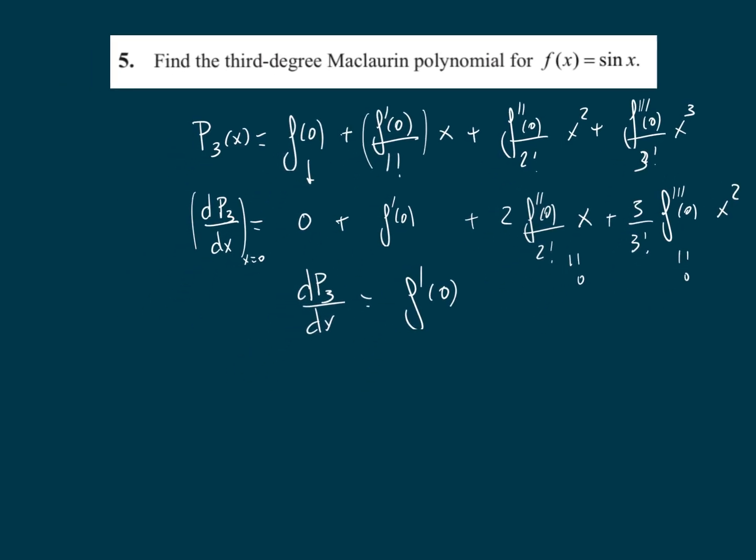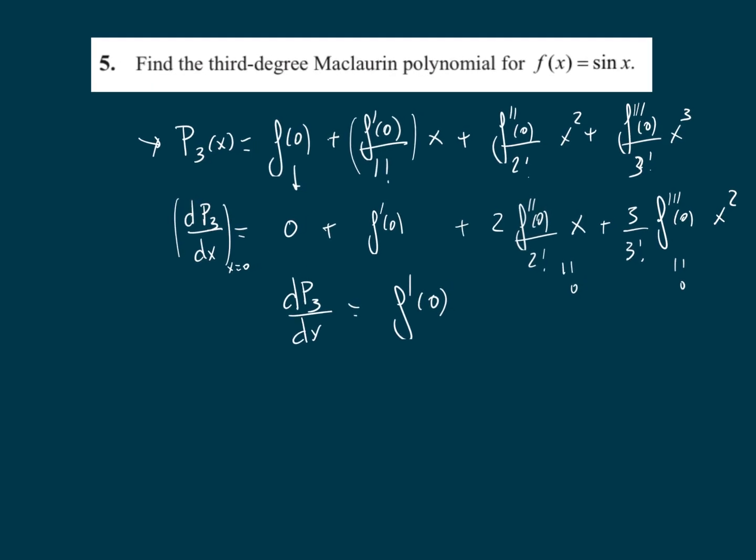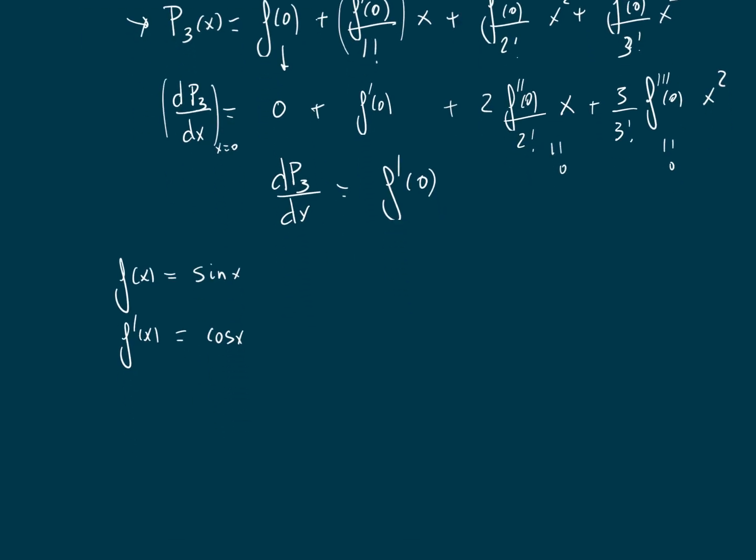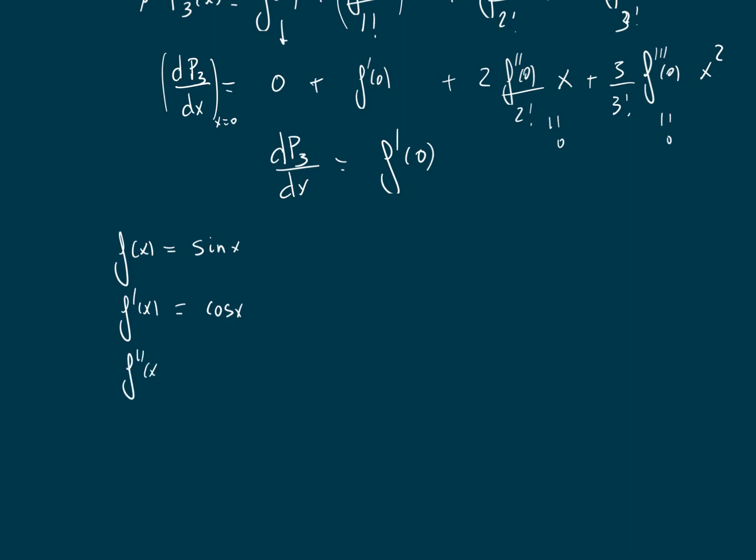So let's do it. The polynomial that we are going to construct is this polynomial, p3 of x. We have the function and we need to create the information that the polynomial needs. So f of x is sine of x. F prime of x is the derivative of sine, cosine of x. F second of x is the derivative of cosine, minus sine of x. And f third of x, because the polynomial is third degree, is the derivative of minus sine of x, which is minus cosine of x.